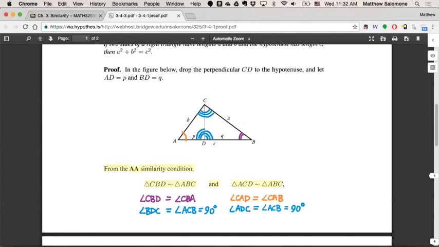So that unpacks which angles are being used to assert AA similarity for each of these pairs. All that we really needed to make this AA argument was the congruence of these three angles. Why was it important that those angles were 90 degrees? 90 degrees was important because it's what allowed us to conclude that the blue angle on the left and the blue angle on the right were congruent to one another. Right? Because those angles were created by drawing the segment CD down to the hypotenuse, which is a straight line.